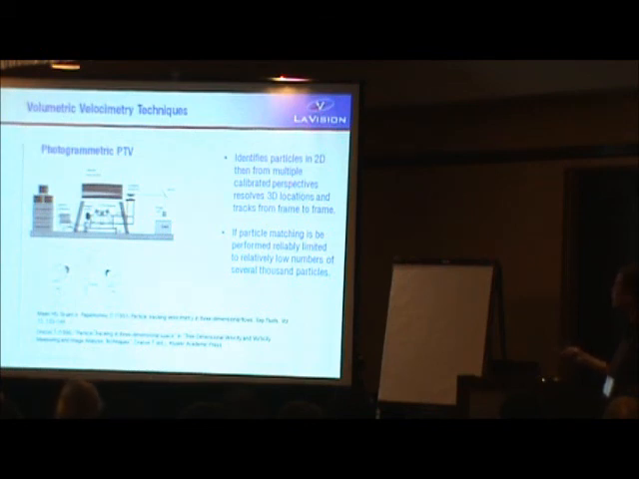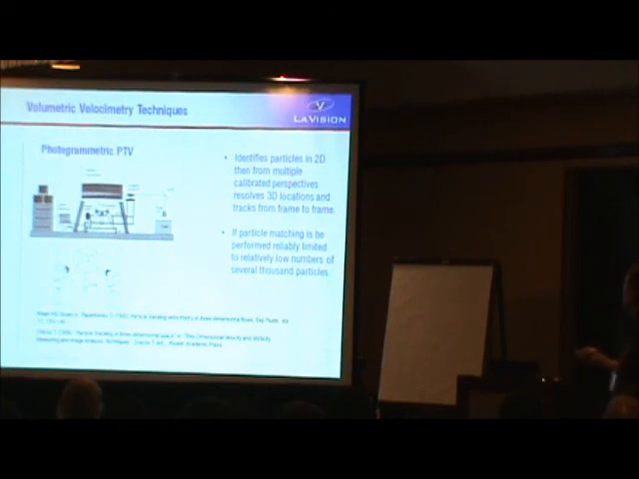And the reason for using three or four cameras, either photogrammetry or tomographic PIV, will be shown later. But the idea is that you identify the locations in 2D, and then by virtue of your calibrated camera perspectives, you can resolve 3D locations and then track that 3D coordinate from frame to frame. And doing so, you work out the trajectory and calculate the velocity.